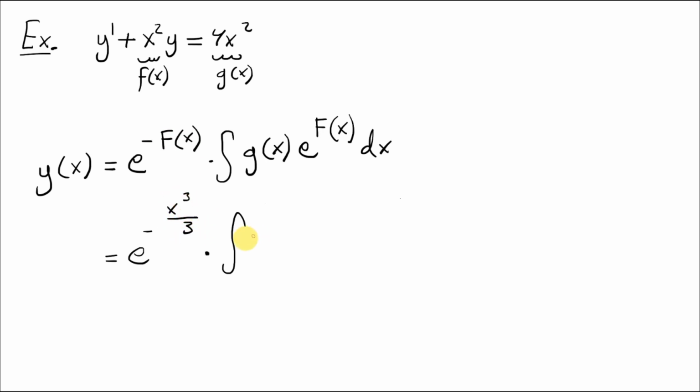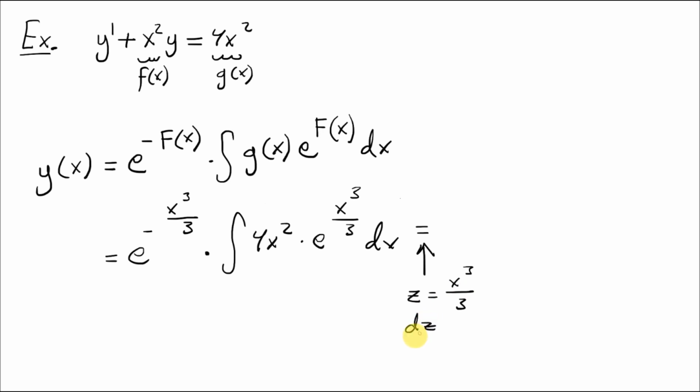Then we should take the antiderivative of 4x squared times the antiderivative again. Here we can use the antiderivative by substitution. And let's call this z. Then we get the derivative x squared. So this z prime is equal to x squared times dx.